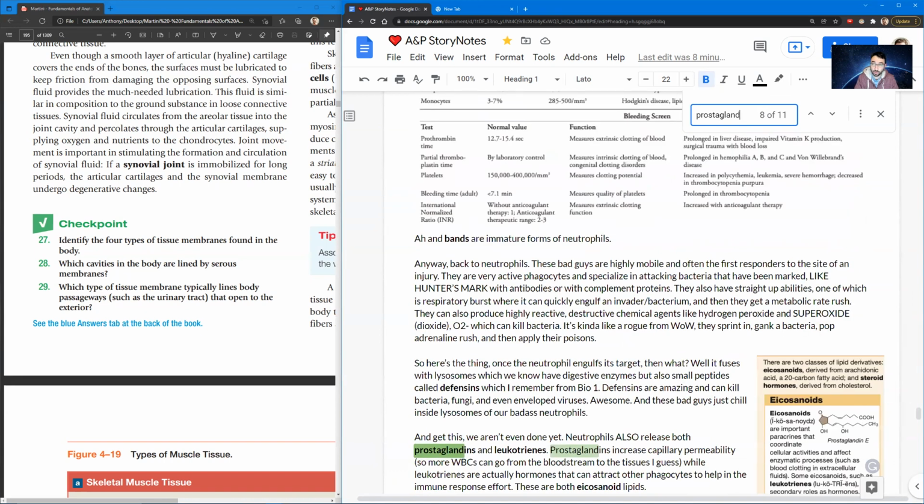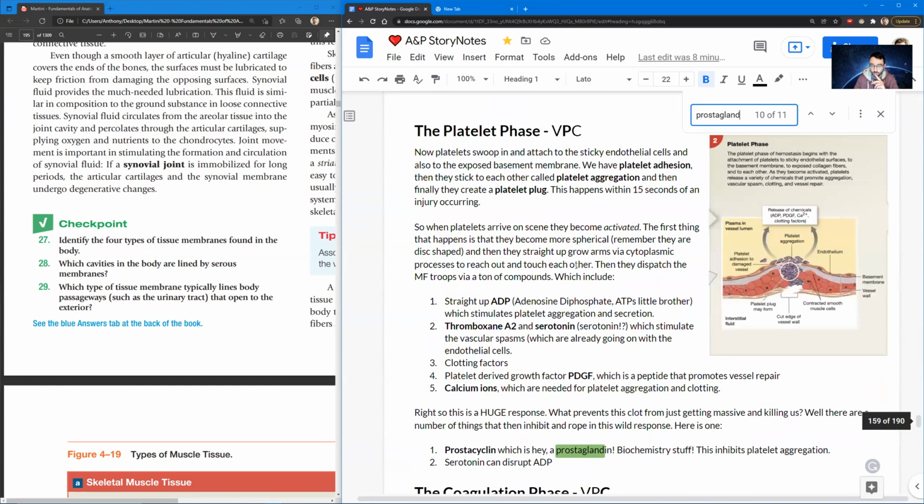They increase capillary permeability. So we're going to open that vein, and then we're going to allow things to get through into the interstitial space. So it's going to allow things to pass through the blood vessels. So that's pretty cool.